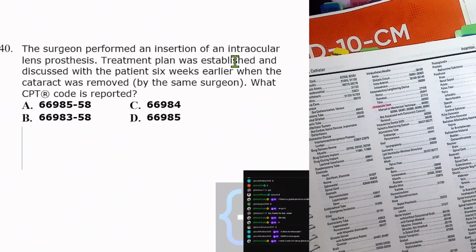The treatment plan was established and discussed with the patient 6 weeks earlier when the cataract was removed.